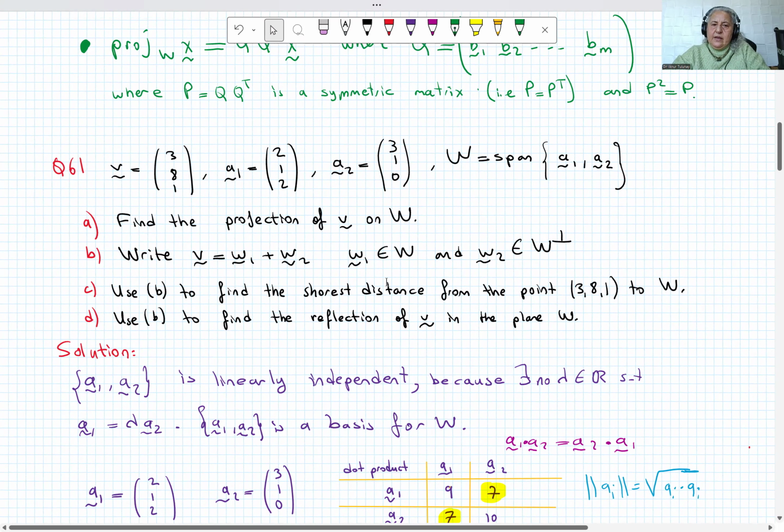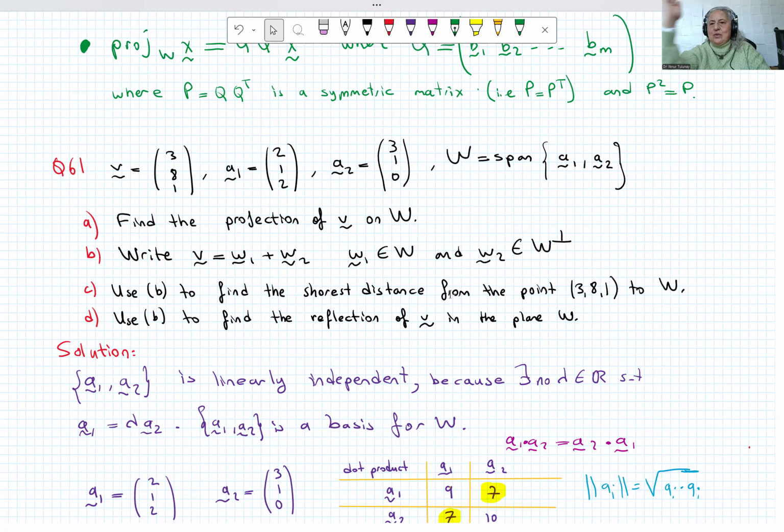We have a vector V given to us. We have A1 and A2, and W is the subspace spanned by A1 and A2. We want to find the projection of V on W. We want to write V as a sum of W1 plus W2, where W1 is in W and W2 is in the complement of W, in exactly the same way as the floor and the perpendicular to the floor.